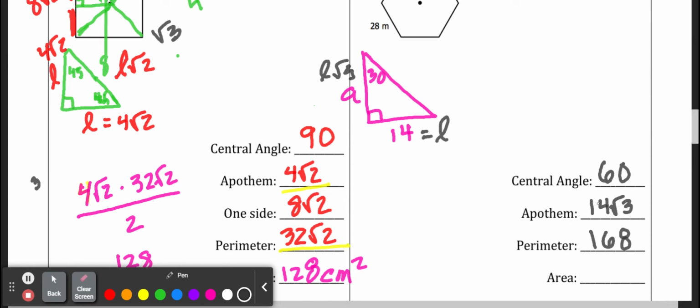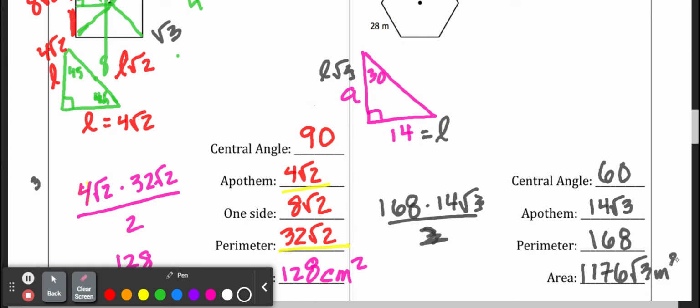So I'm just going to do 168, which is the perimeter, times the apothem, 14 rad 3, and then divide by 2. That's what I meant to say. So 168 times 14 divided by 2, it's a pretty large number. We're going to get 1176, and that's going to be rad 3, and that's square meters.